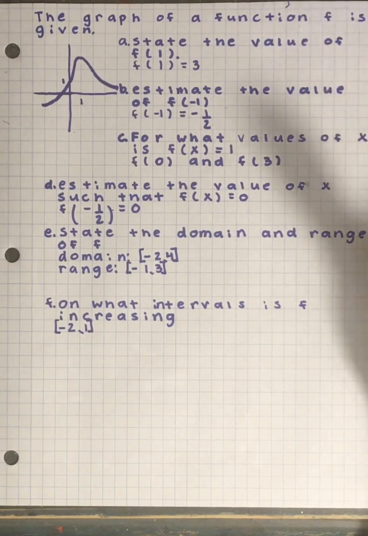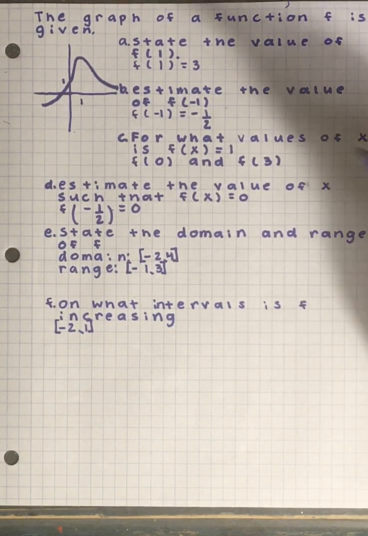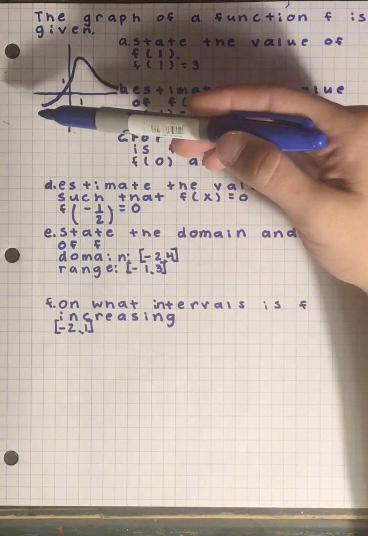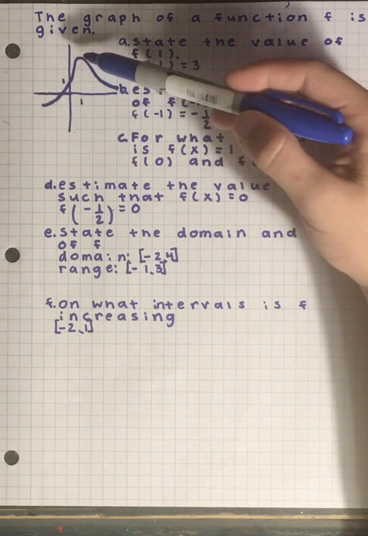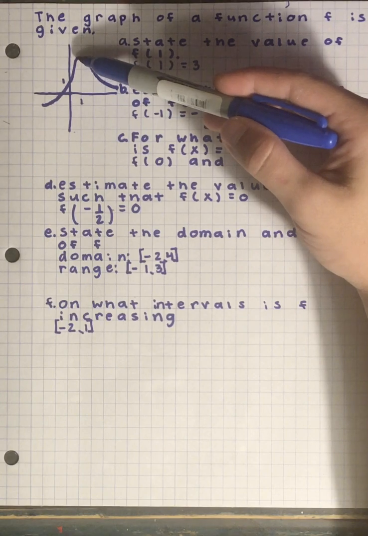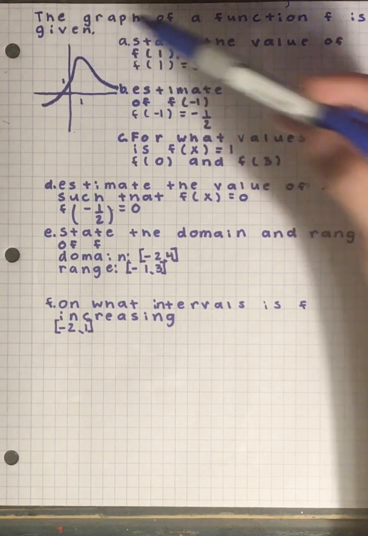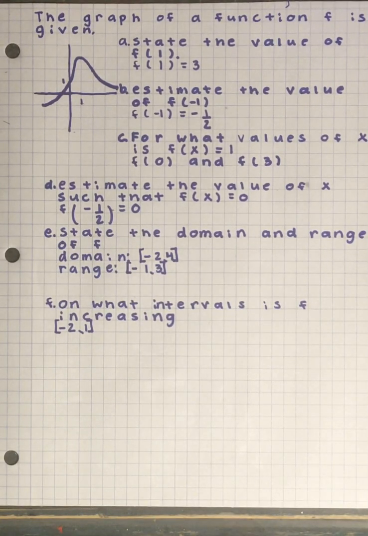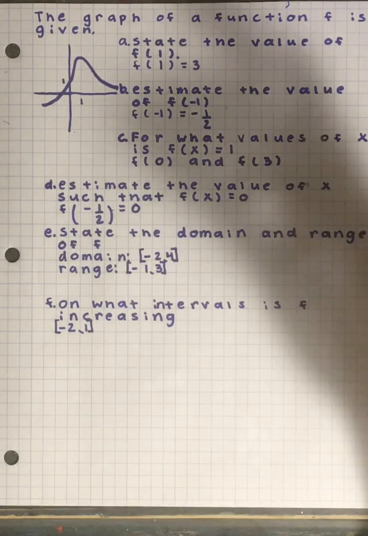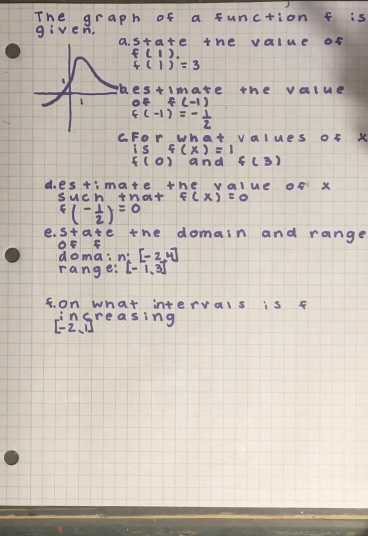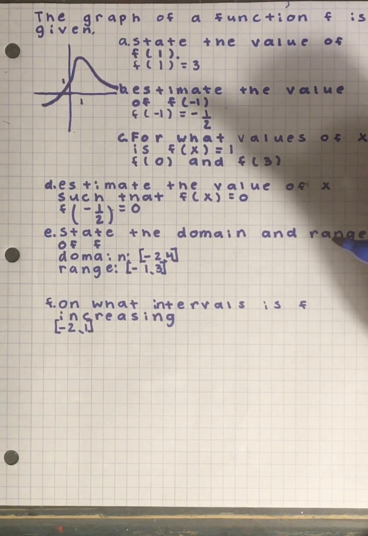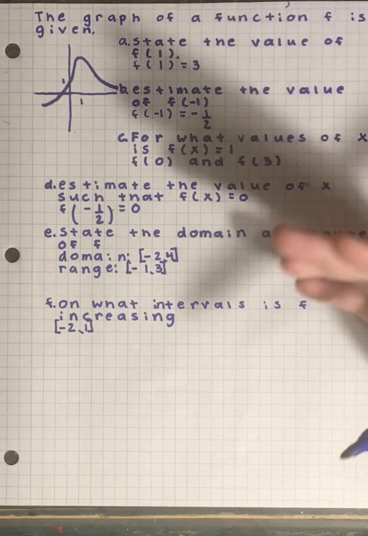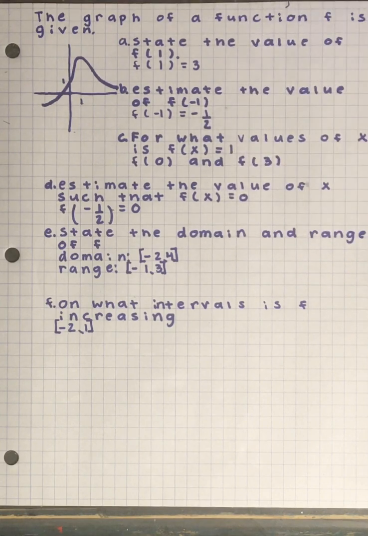Now the range is the same idea, except we're looking at y values. The lowest y value possible is negative 1, so that's our bottom value for the range. And our greatest y value is 3, so that's the top value. So our range goes from negative 1 to 3. We have the square brackets because negative 1 and 3 are included in our interval once again. We would have parentheses if these values were not included in our domain or range, but they are, so we have brackets.